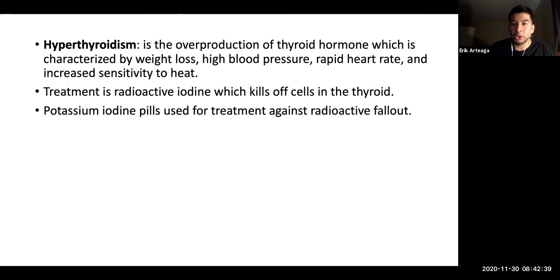Hyperthyroidism is the overproduction of thyroid hormone, which is characterized by weight loss, high blood pressure, rapid heart rate, and increased sensitivity to heat. Treatment is radioactive iodine, which essentially kills off the thyroid.